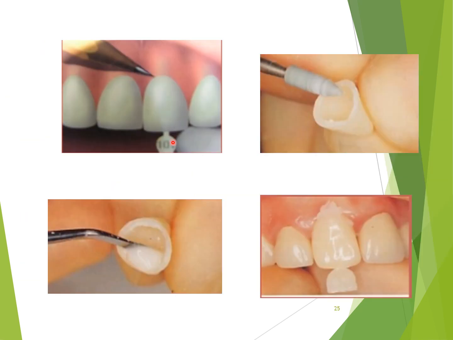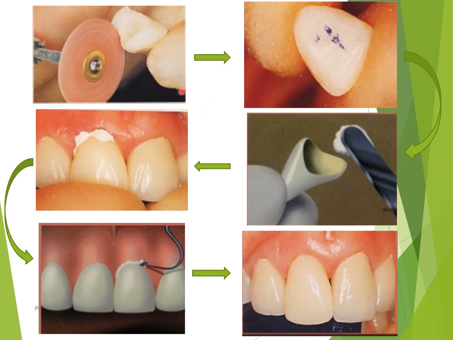Okay, so we have made a temporary and we are checking the margins and now we are trimming the margins, placing the luting cement and now placing the... once the final restoration, that is the crown, comes from the lab, we can take it out and now mark the points in the actual final restoration and place the luting cement.